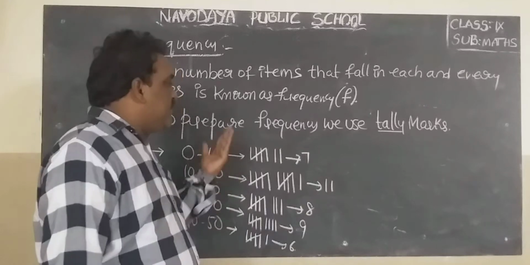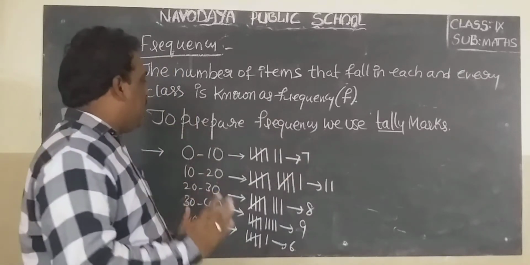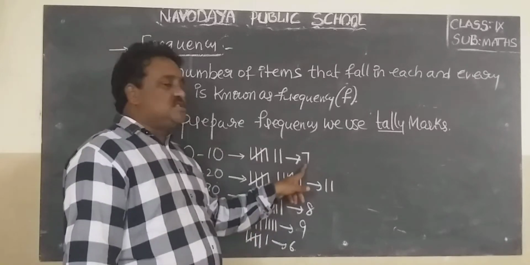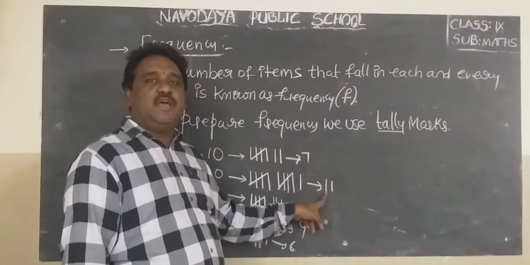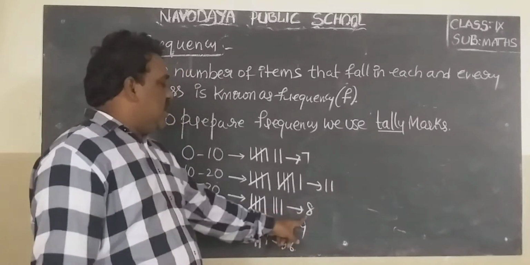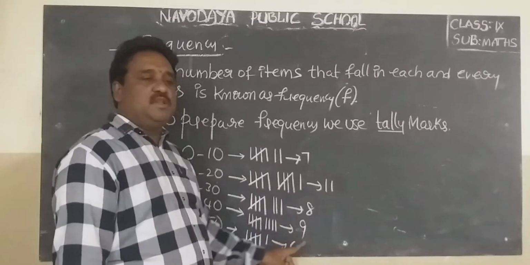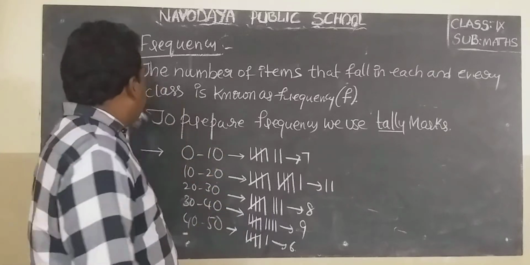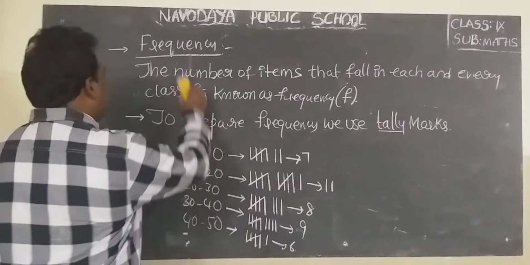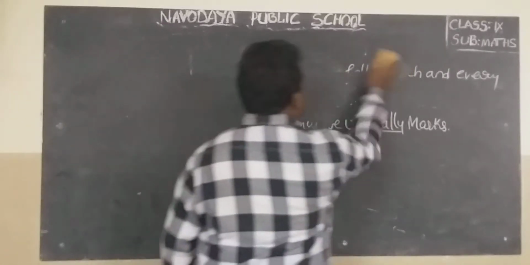To prepare frequency, we use tally marks. With the help of tally marks, we get frequency. First one, 7 is known as frequency. Second one, 11 is known as frequency. Third one, 8 is known as frequency. Fourth one, 9 is known as frequency. Fifth one, 6 is known as frequency. That is about frequency and tally marks.